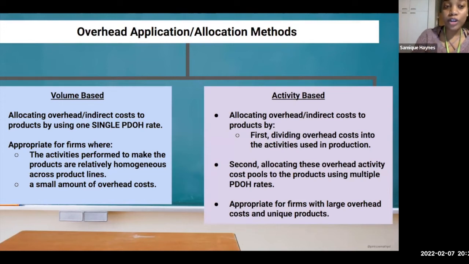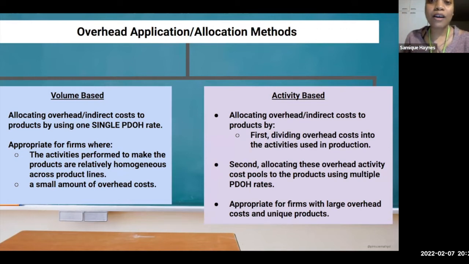So we just learned that the volume-based approach is allocating the overhead to products using one single predetermined overhead rate. It was $6, right? $6 per labor hour. We just calculated that. You see how it was just one. It's appropriate for firms where the activities performed to make the products are relatively homogeneous across product lines, or if the company has a small amount of overhead costs.